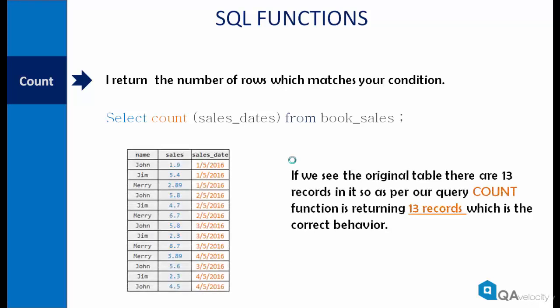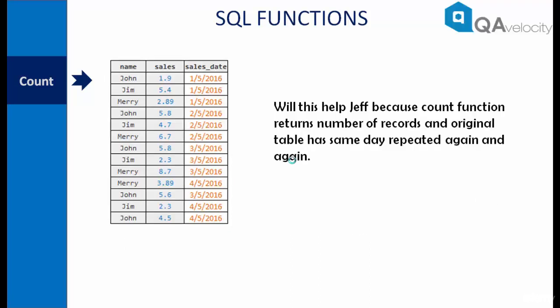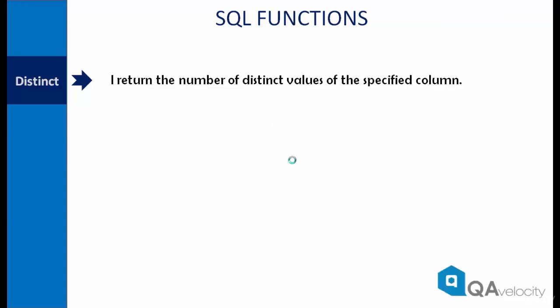Let's see our original table. If we see our original table, there are 13 records in it. So as per our count function, it is returning 13 records, which is absolutely correct behavior. So what say? Will this help Jeff? Because the count function returns the number of records, but if we see the original table, it has the same day repeated again and again. Not at all. He needs individual dates of sales. He does not need the repeated values.